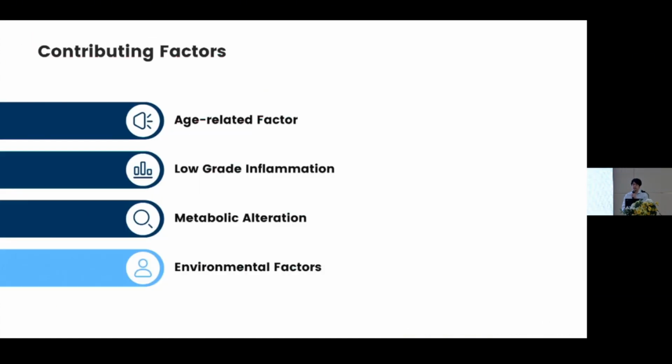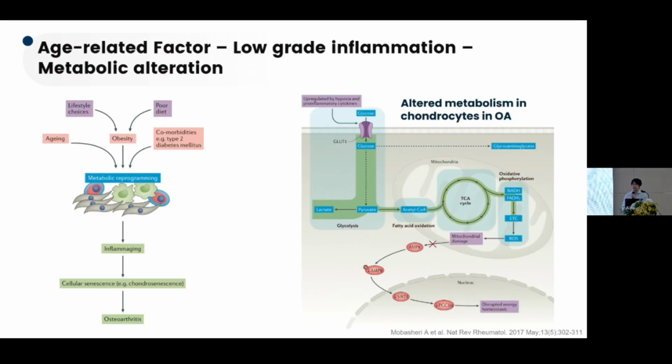To address osteoarthritis effectively, we need to understand its causes. This slide provides an overview of the factors involved in OA pathogenesis, including age-related factors, low-grade inflammation, metabolic alterations, and the last one is environmental factors. By understanding this, we can develop targeted prevention strategies.